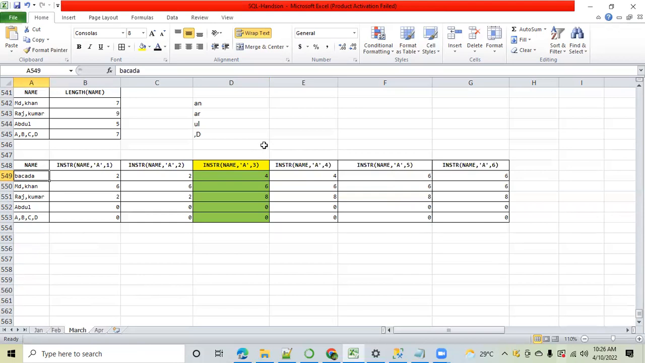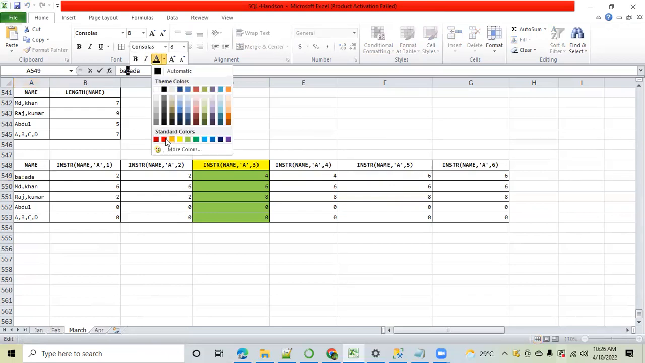to stand at the third position. Stand at the third position. So in this B, A, C, A, D, A, which one is the third position? C. Very good. Let me highlight this. This is the third position.